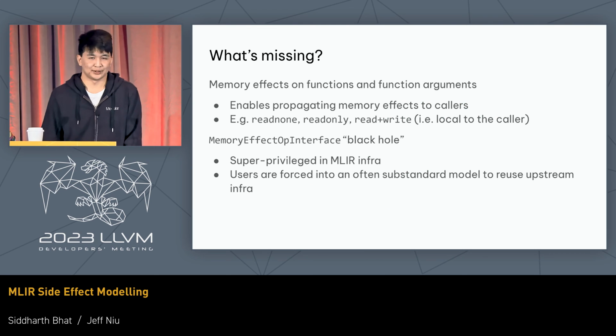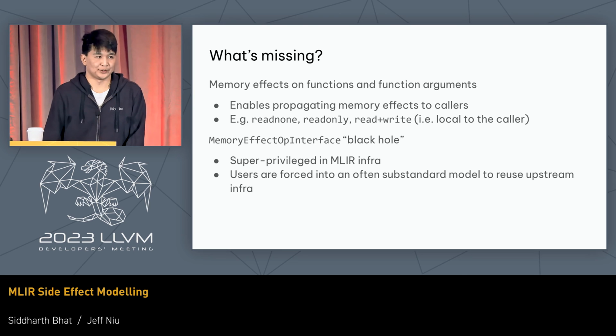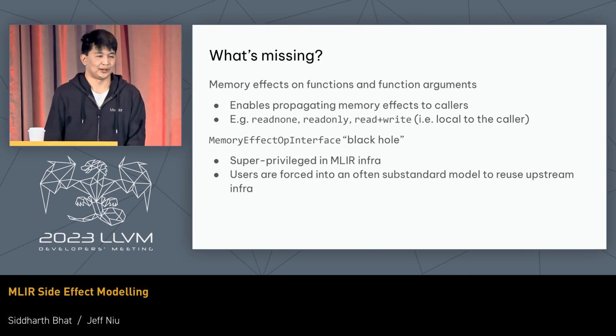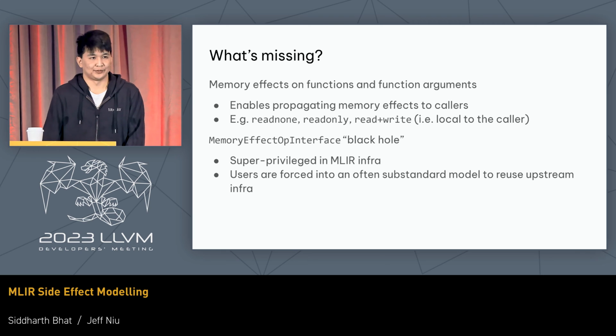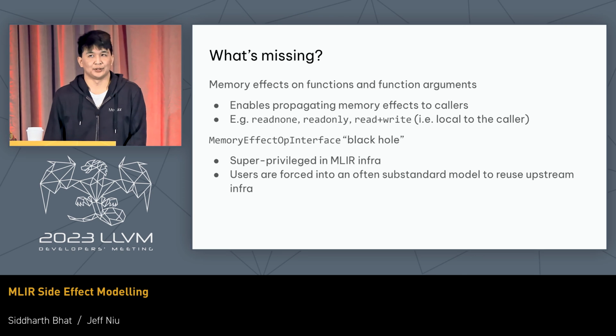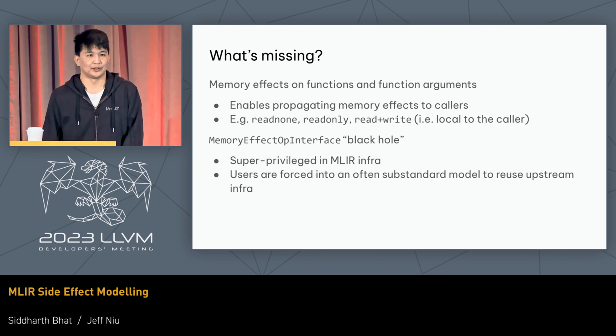So there are a couple of things that are missing in MLIR side effect modeling. One is that memory effects on functions and function arguments would be great. This would allow callers to reason locally about the memory effects of a call. In LLVM, these are things like read none, read only, and read write.